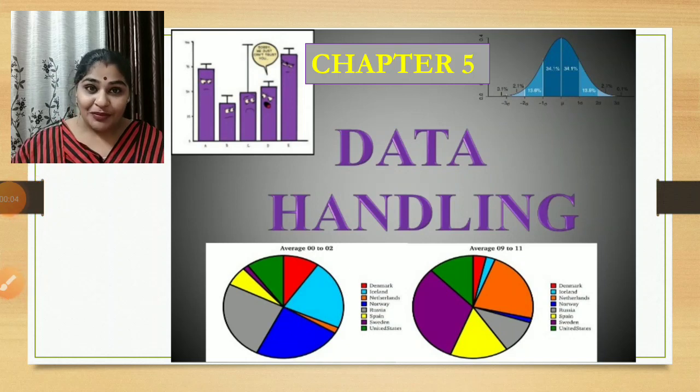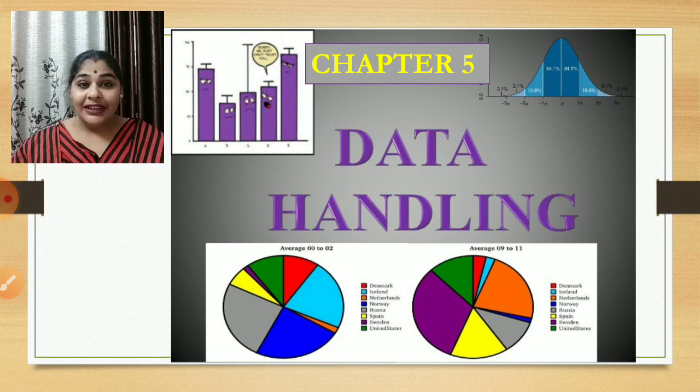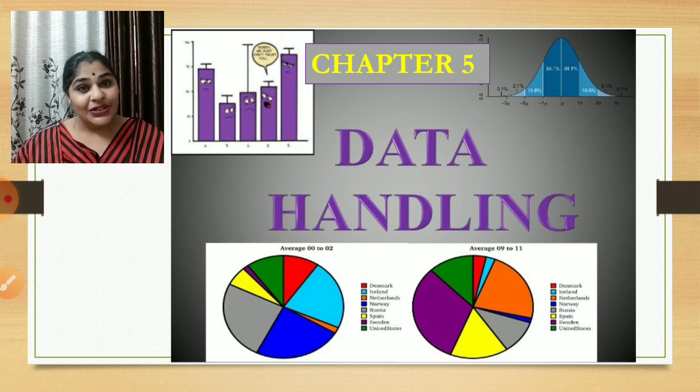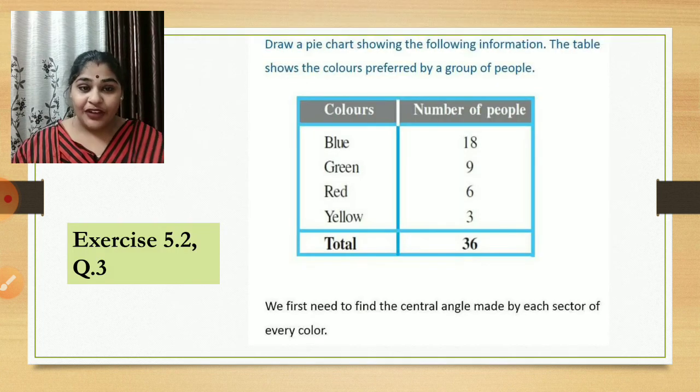So we are in chapter number 5, data handling. In the last session, children, we have studied how to draw the pie chart and how to find the central angle of each sector, right? I hope you all must have tried it, okay? So we will continue with the same, that is exercise 5.2, question number 3, children.